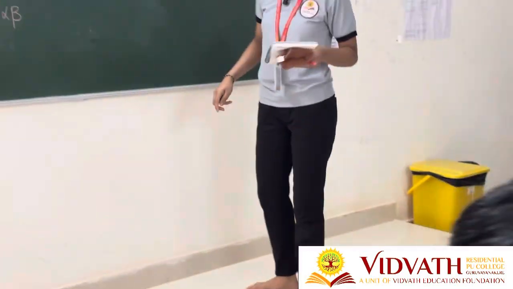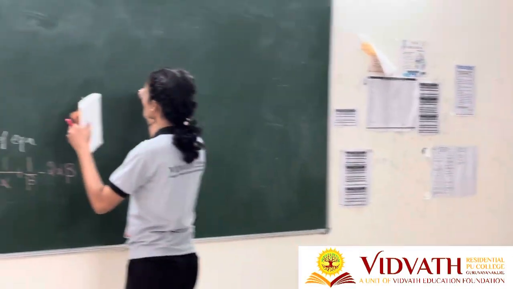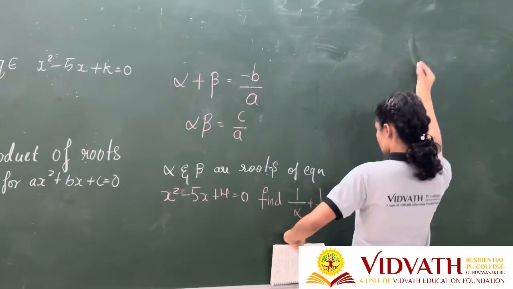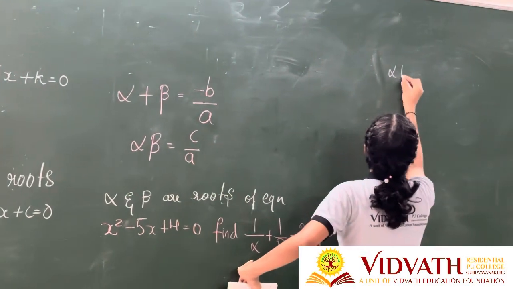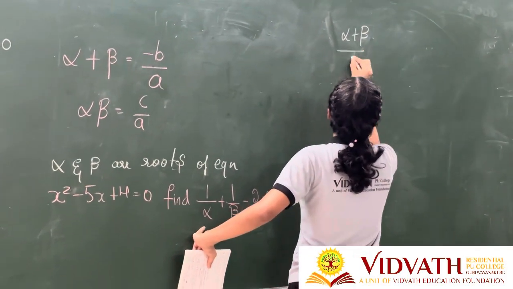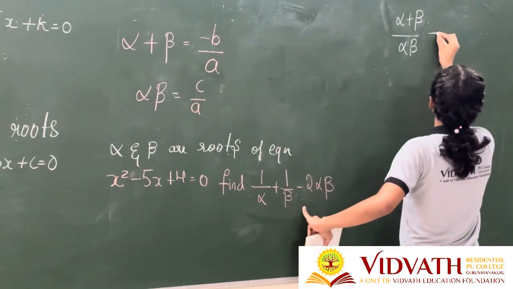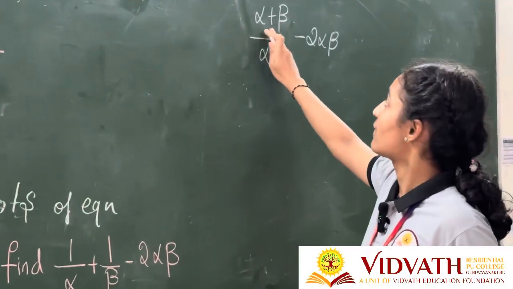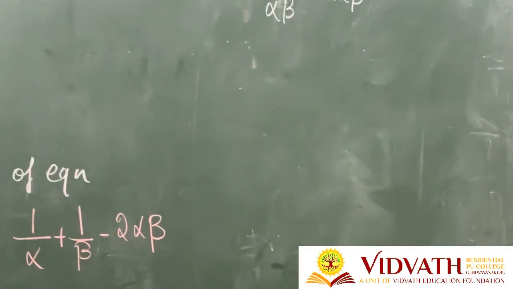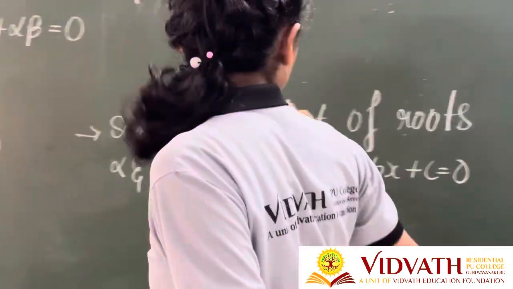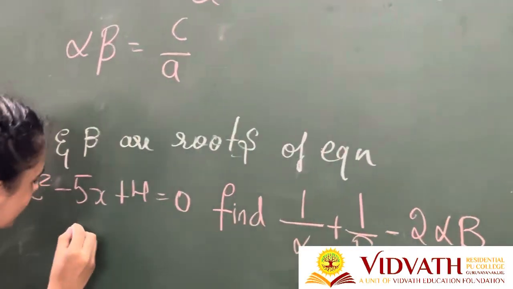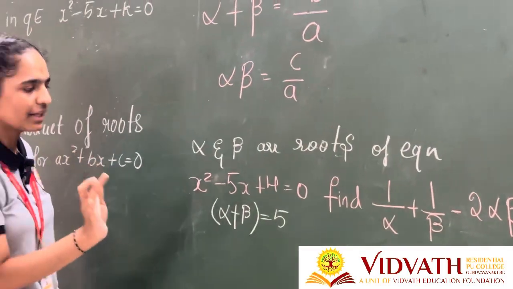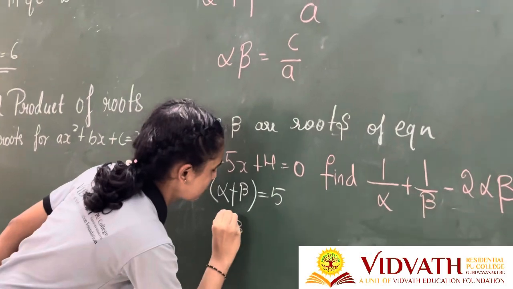Yeah, it's correct. Minus 27 by? Yeah, thank you. So, you have to simplify this. Just cross multiply. Alpha plus beta divided by alpha beta minus 2 alpha beta. So, what is the value of alpha plus beta? I have already said that you have to consider this equation and do this problem, okay? So here alpha plus beta is 5 and alpha into beta is, yeah.